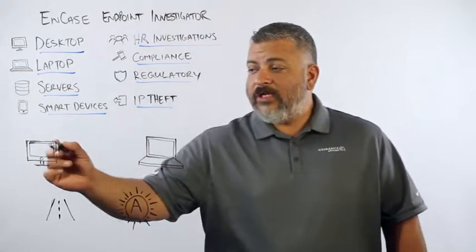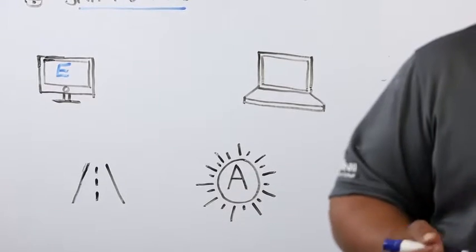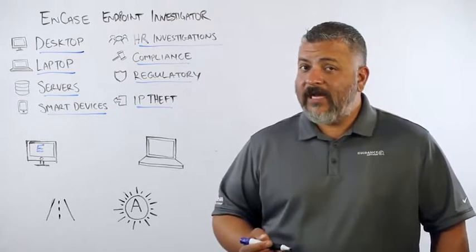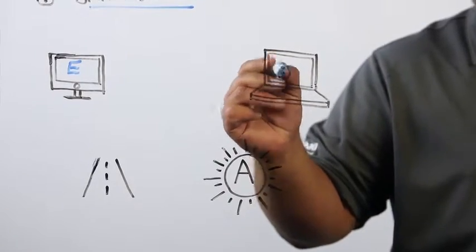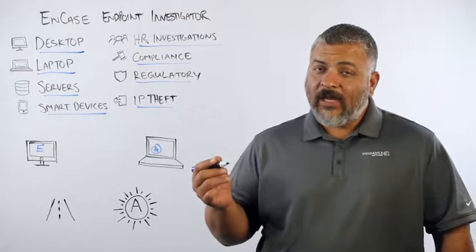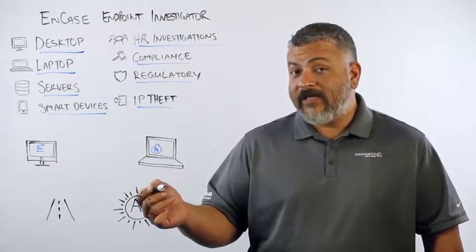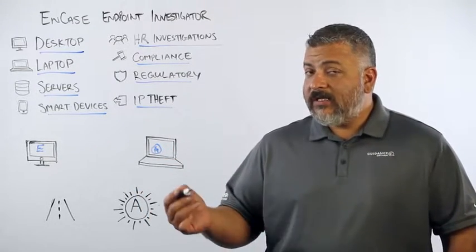So first, what you do is you're going to install the Endpoint Investigator software on your investigator's computer. Now, this is going to be their user interface that allows them to complete their investigation. Now, on all of your endpoints, we're going to install the EnCase agent. Now, this is a small agent that sits on the endpoint that's going to communicate back to the Endpoint Investigator software and do the search and collection for us. So this is how this works.